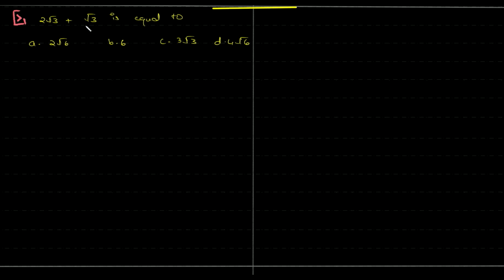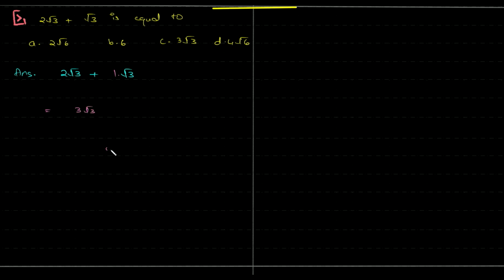2 root 3 plus root 3 is equal to... a very simple question, but I would like to teach a lot from this. 2 root 3 plus root of 3. See, root of 3 is nothing but 1 of it, is it not? I can multiply 1, not an issue. So I can tell the answer is 3 root 3.